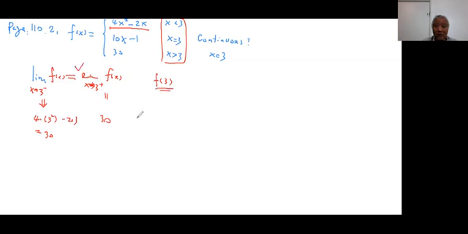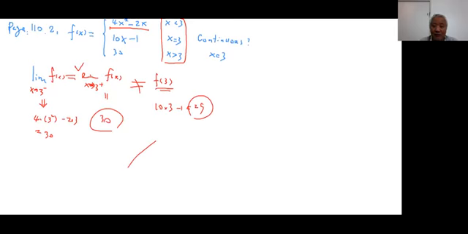Now let's check f(3). f(3) equals what? Which one are you going to use, Amanda? 10x minus 1. So 10 times 3, minus 1 equals 29. Are these equal? Not equal. If they are not equal, what does that mean? It means the limit exists but is not equal to the value of the function. So this one is not continuous. You got it? All right.